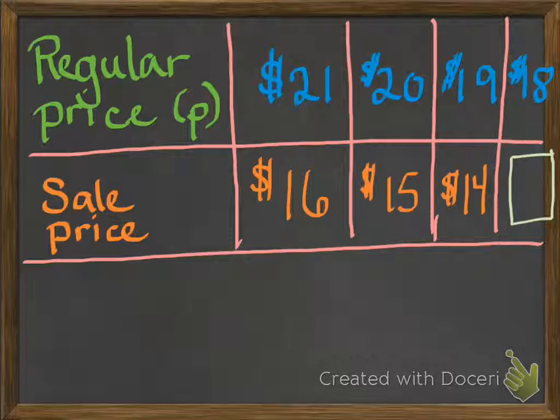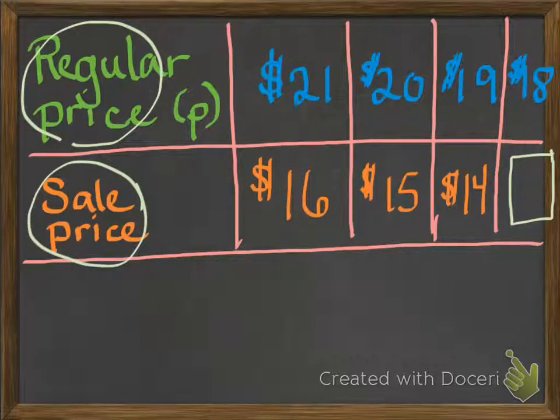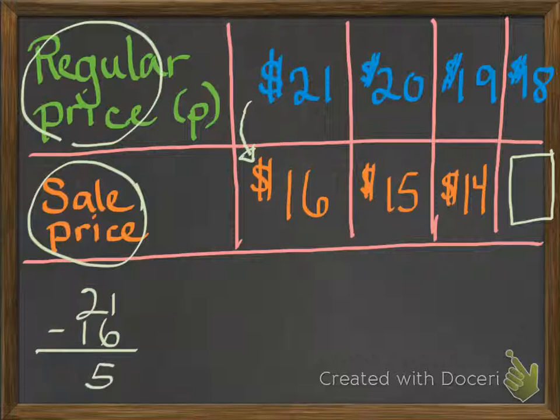Okay, so we're going to be filling in that empty box, and we're going to have to figure out, well, what is happening? What is the relationship between the regular price of the items and the sales price? So look at the first regular price item and see how it relates to the sales price item. We know that $21 is more than 16, but how much more is it? Well, 21 minus 16 is 5. So we have a difference of $5 in this one.